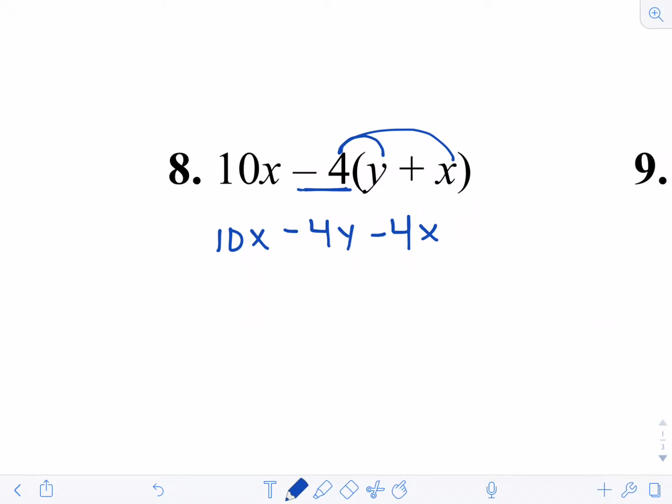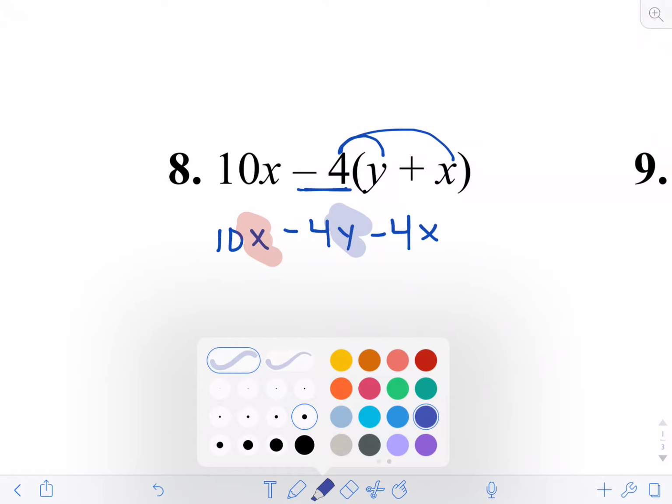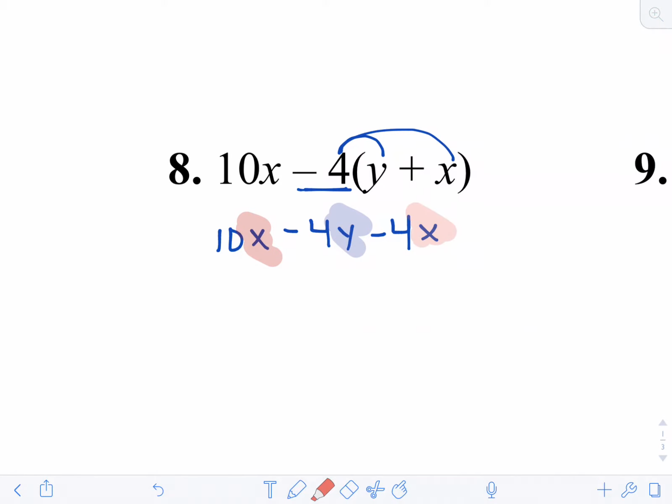Okay, so now what I'm going to do is I'm going to highlight my variables. So here I have an x. This one here is a y. So I'm going to change my color. And then I have another x hanging out back here.